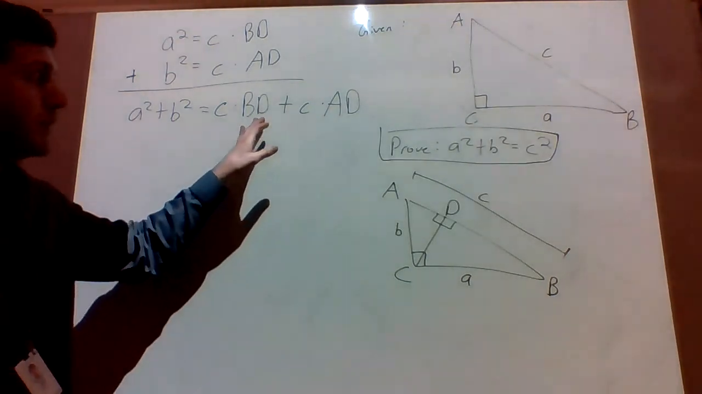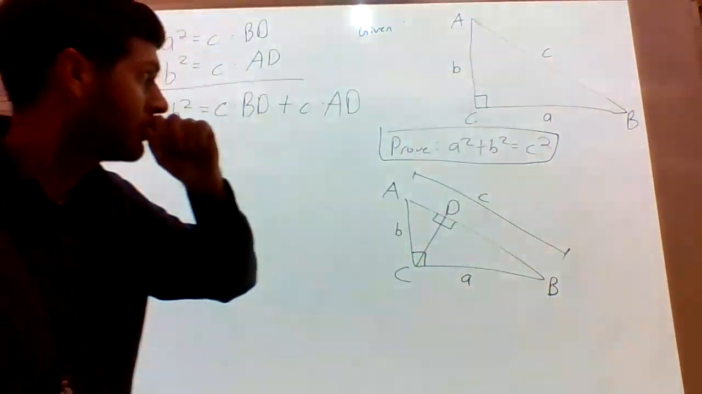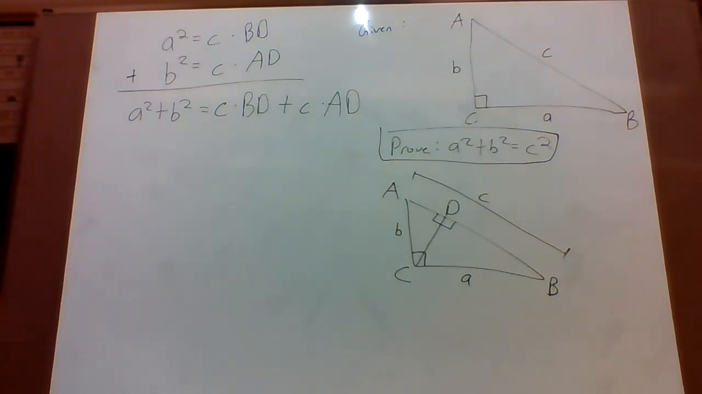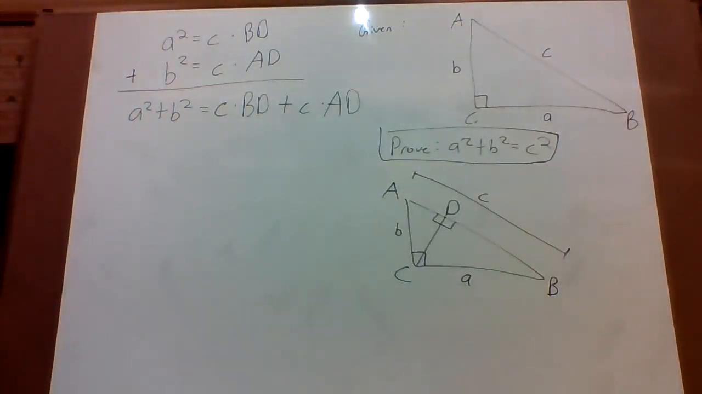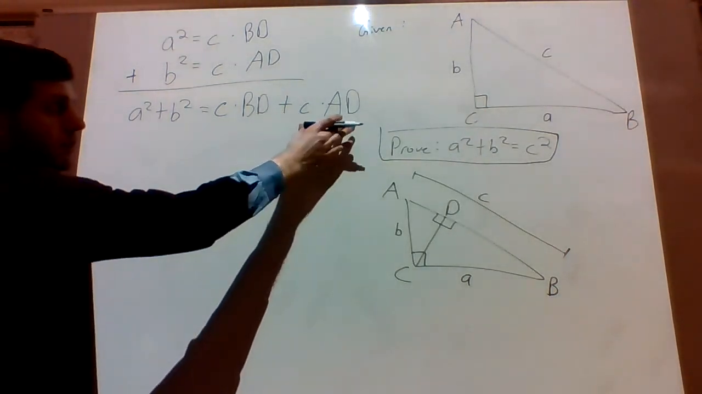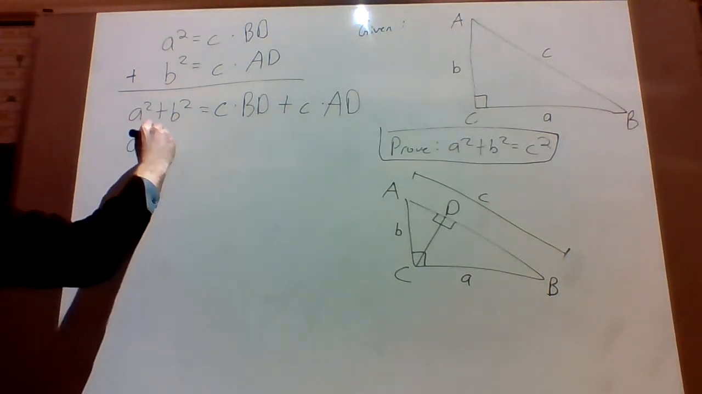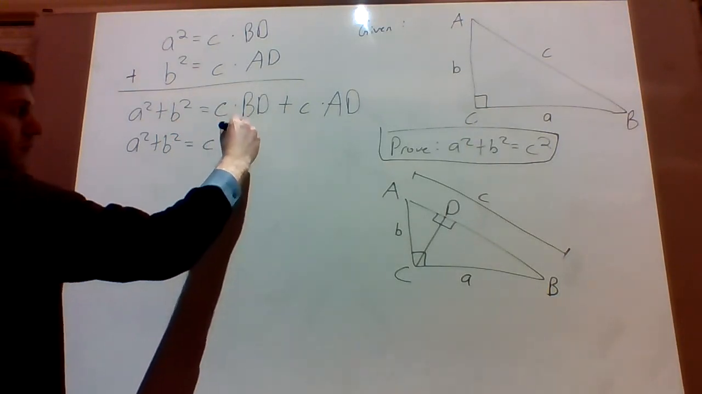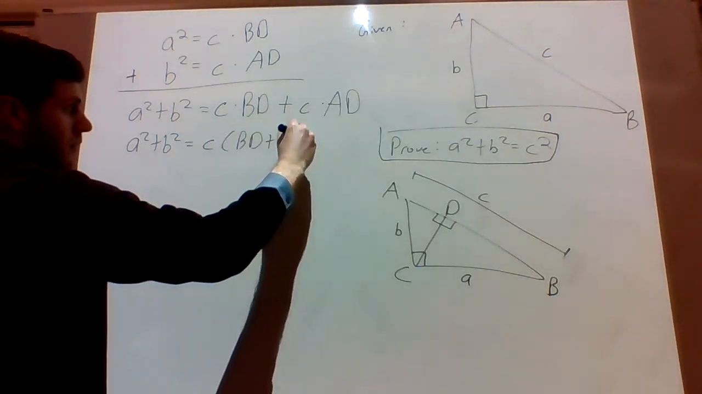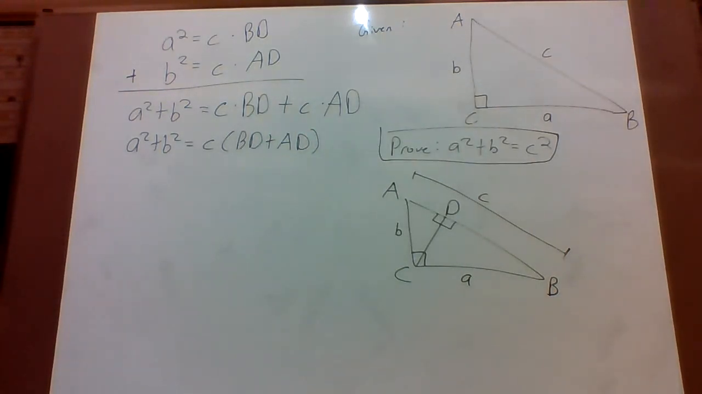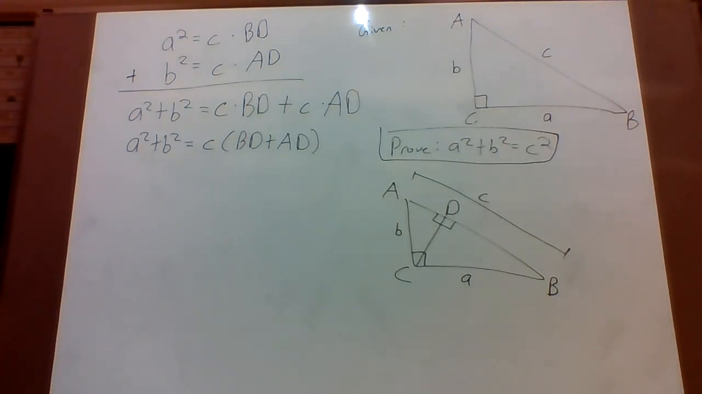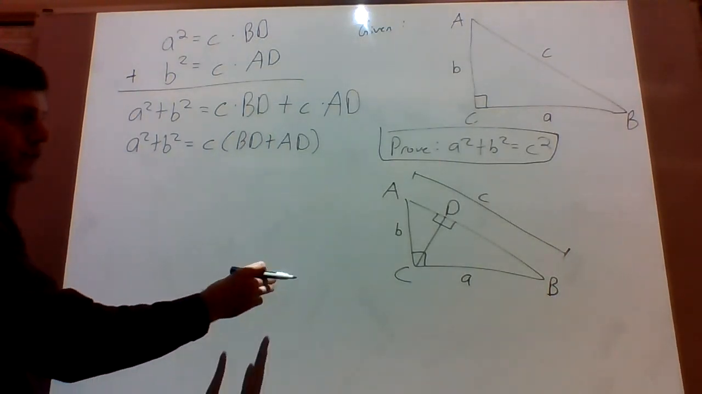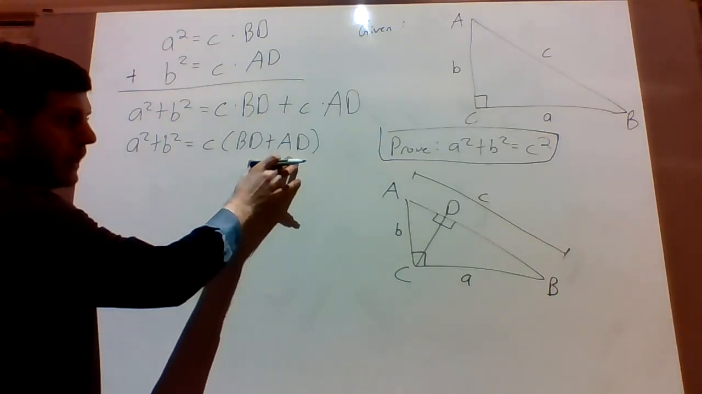Again, these are the uppercase BD and AD. They represent the vertices. And we know we need to make this equal c squared. So one thing we can do is, both these terms have a c, so we can factor out a c. It's like doing distributing in reverse. And then the last piece we need is to look at BD plus AD.